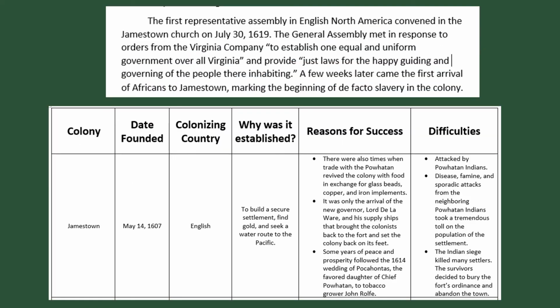You can see here that our note-taking sheet is starting to get pretty full. So we see that there are 3 reasons for success, 3 difficulties. Let's continue to read to see what happens to Jamestown Colony.